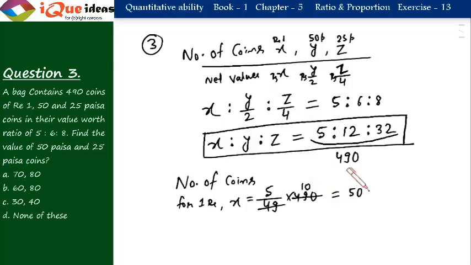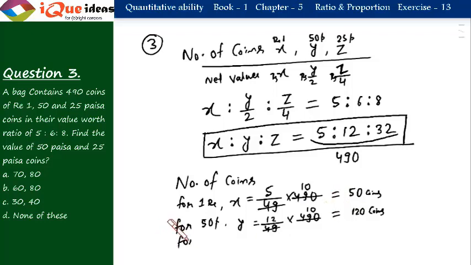Similarly, for 50 paisa, the number of coins is Y. So Y will be equal to 12 divided by 49 into 490. That will be 49 cancels 490 10 times, so 120 coins. Similarly, number of coins of 25 paisa, that will be equal to Z, that is 32 divided by 49 into 490. So 49 10 times 490, 32 into 10 is 320 coins.